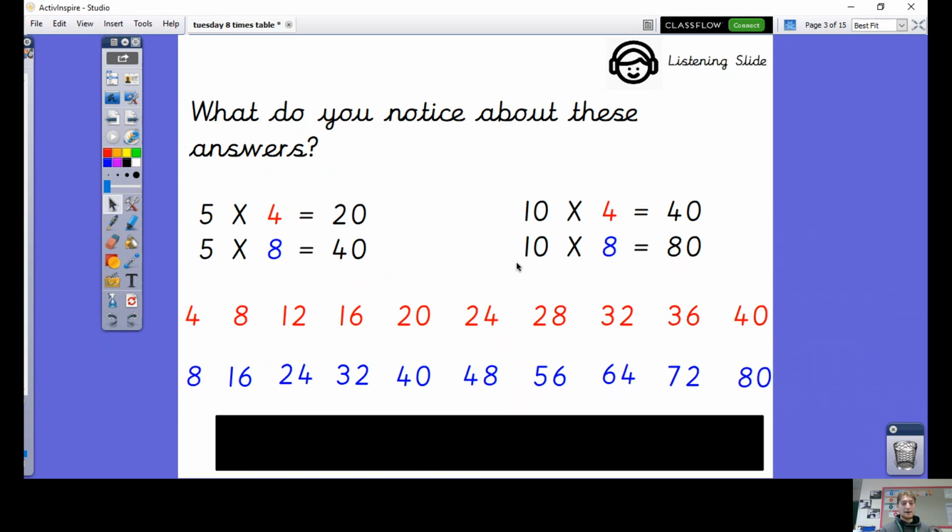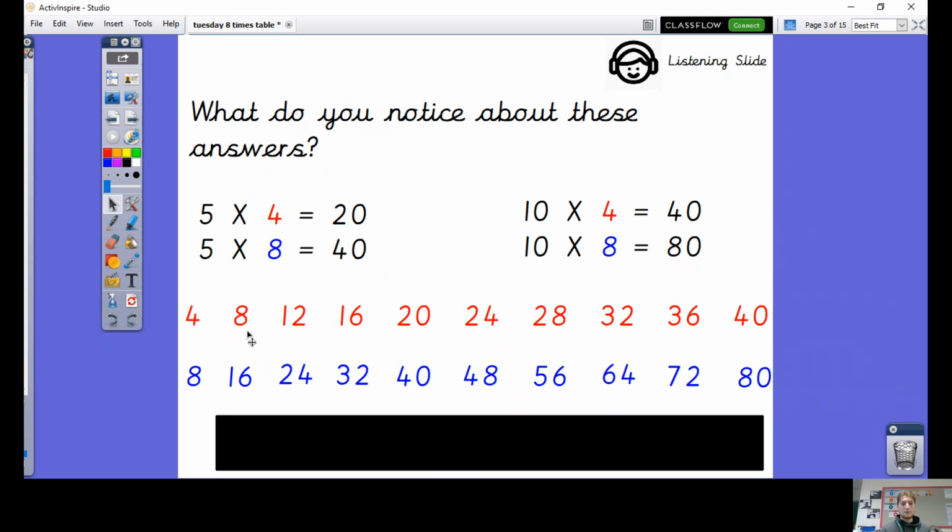And it can be made even clearer here. If you look at, in red, I've got the 4 times table, and in blue, I have the 8 times table. And if you look at a number in red, the number below it in blue will always be double. So, can you see? I'm going to pick one out quickly. Can you see that 20, which is 5 times 4, is just doubled to 40 in the 8 times table, which is 5 times 8.